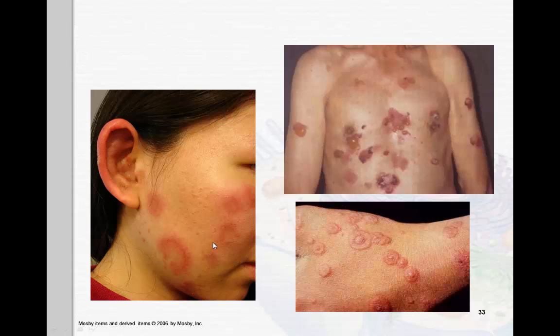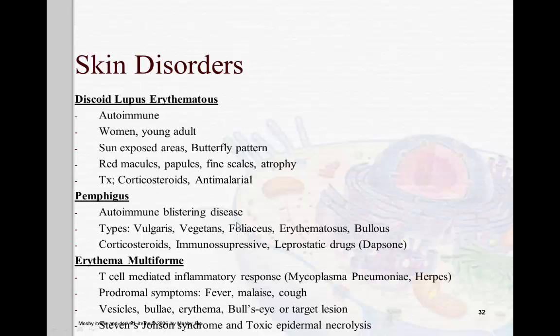Okay, so now let's talk about pemphigus vulgaris. Pemphigus vulgaris is also an autoimmune disease, very uncommon, but it's one of the dermatologic emergencies that are present in dermatology.